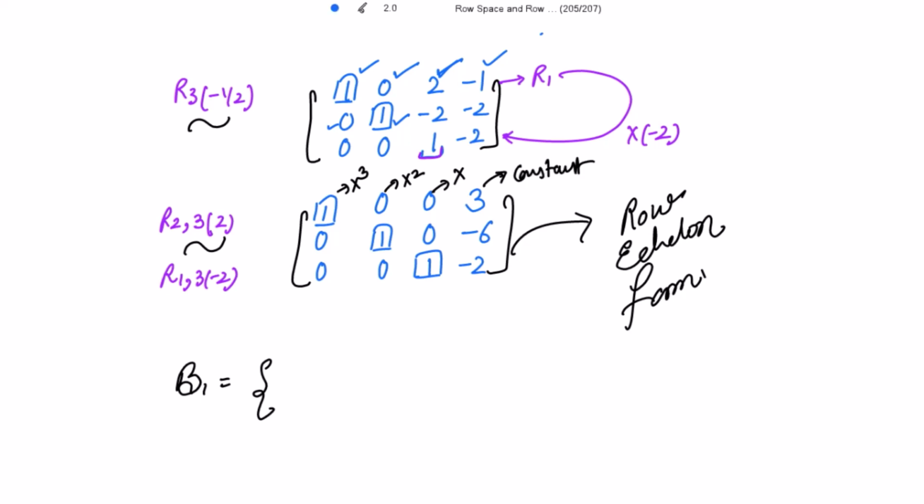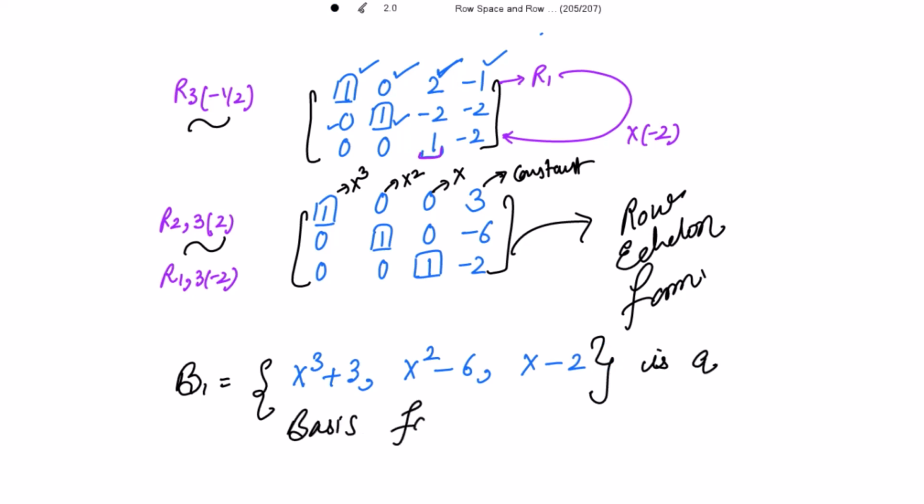From the first row, we are getting the bases as x cube plus 3. The second row, we are getting this as x square minus 6. From the third row, we are getting this as x minus 2, which is a required basis for vector space V. Alright, thank you.